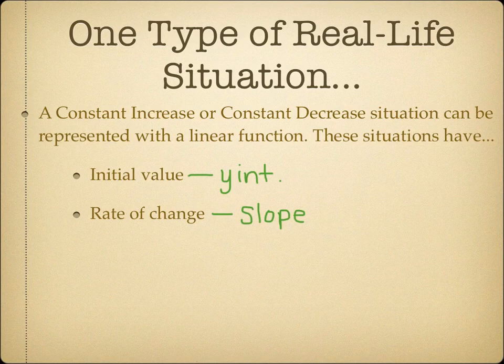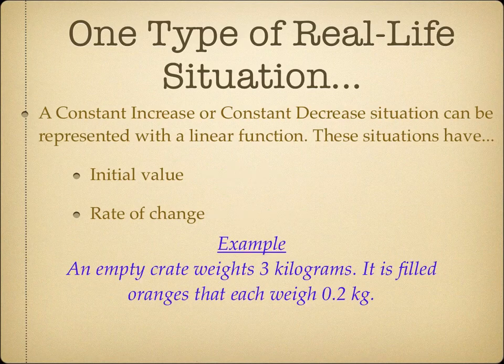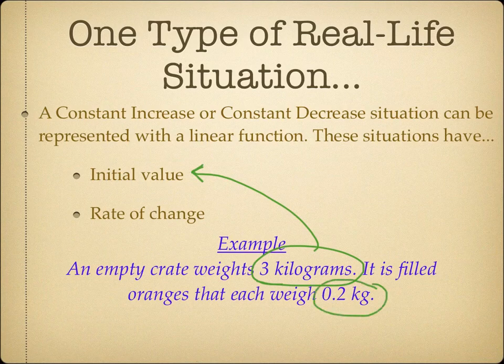So let's look at an example here. An empty crate weighs 3 kilograms, so when it's got nothing in it, it weighs 3 kilograms just by itself. And then we fill it up with oranges that weigh 0.2 kilograms. So starting out, when I just have this empty crate sitting in a warehouse, it weighs 3 kilograms. That's my initial value. Then I'm going to add oranges to it, and for every orange, it's going to increase by 0.2 kilograms.